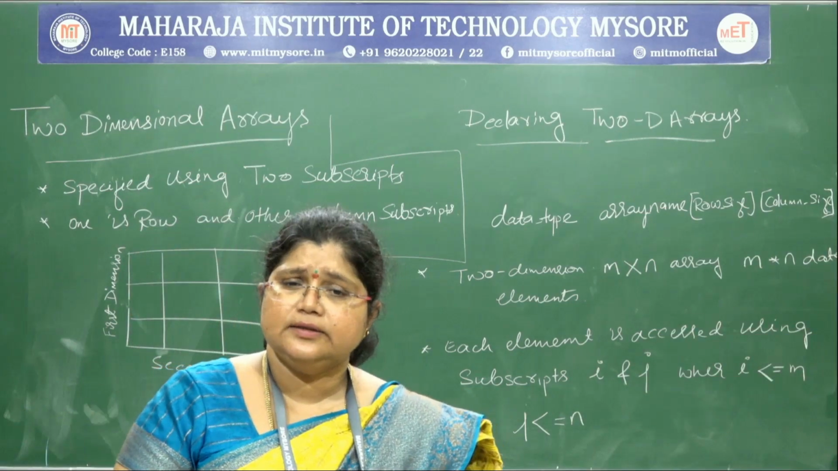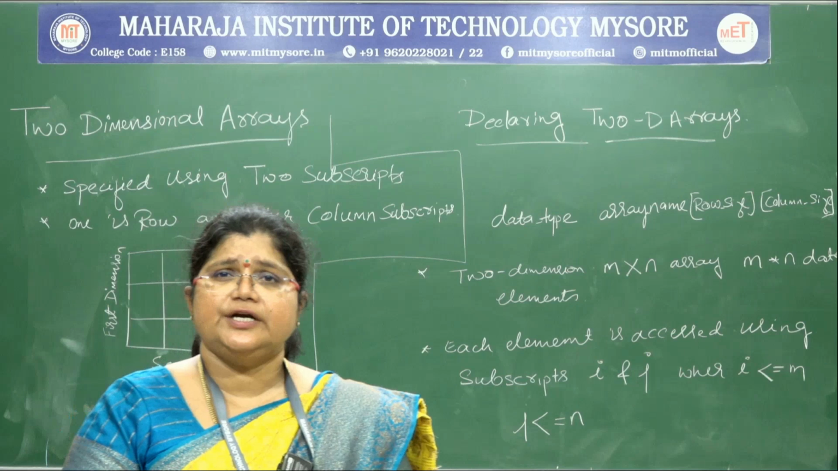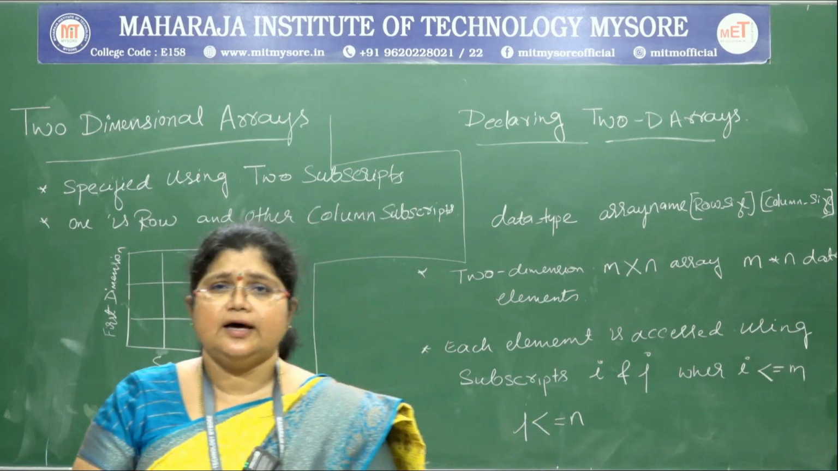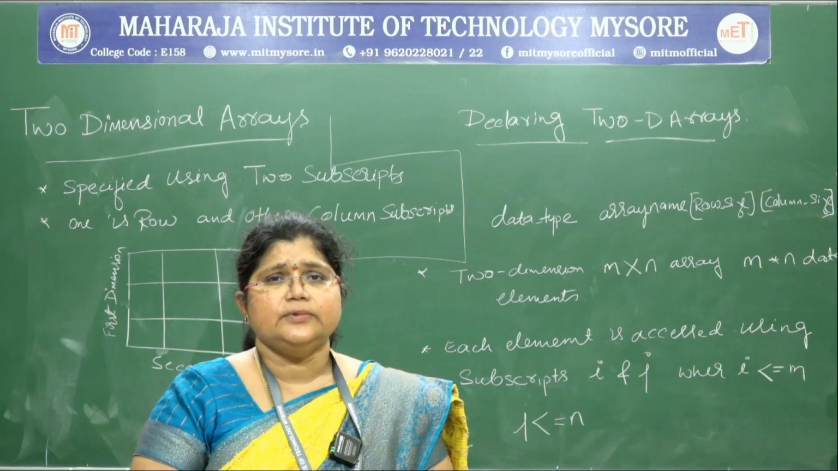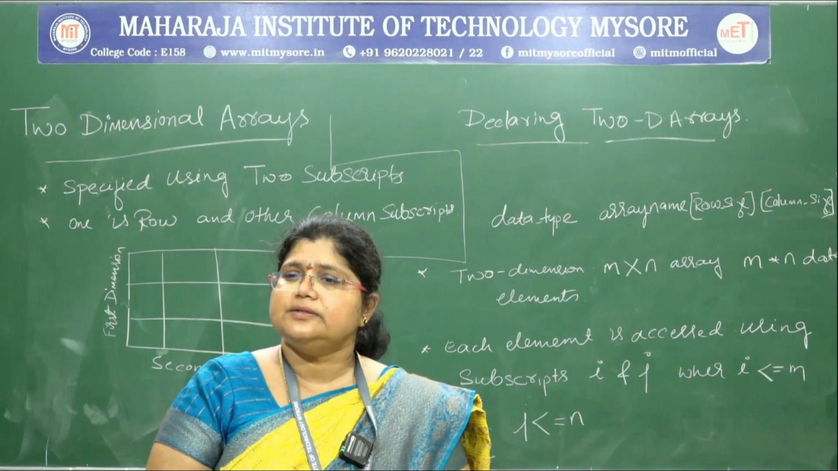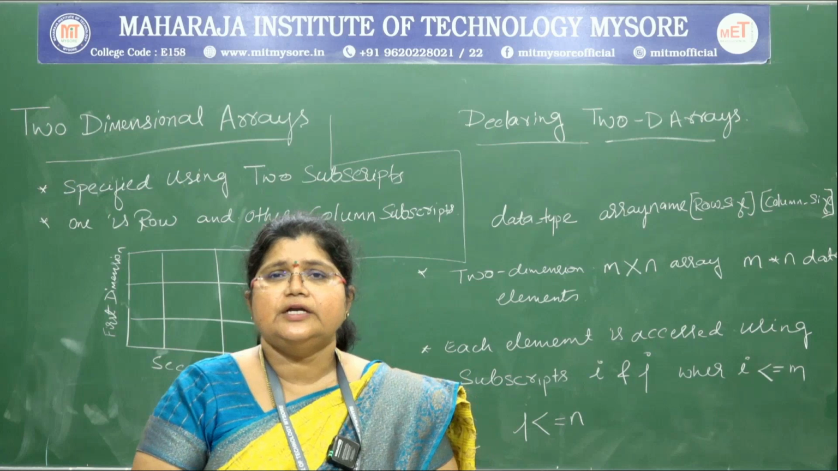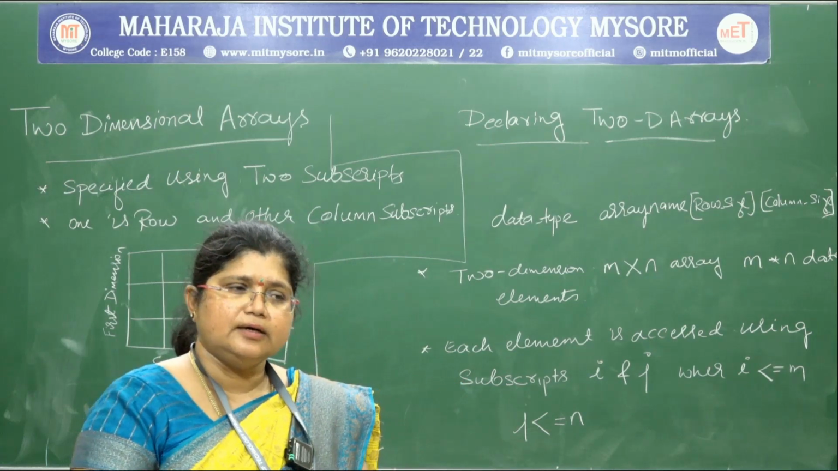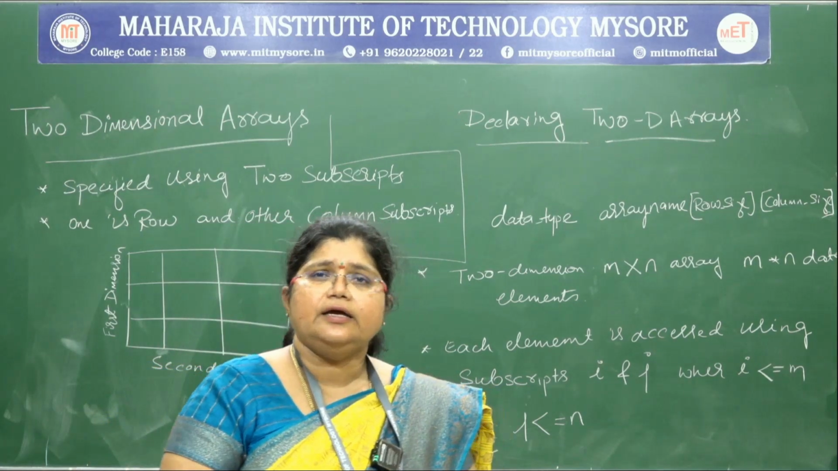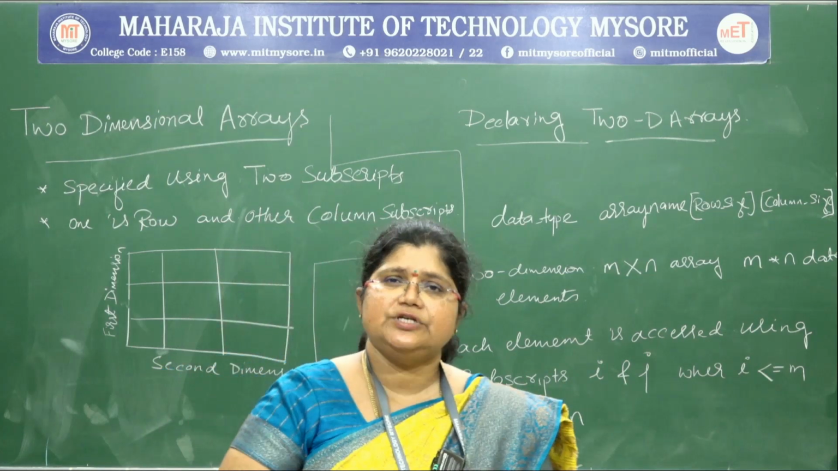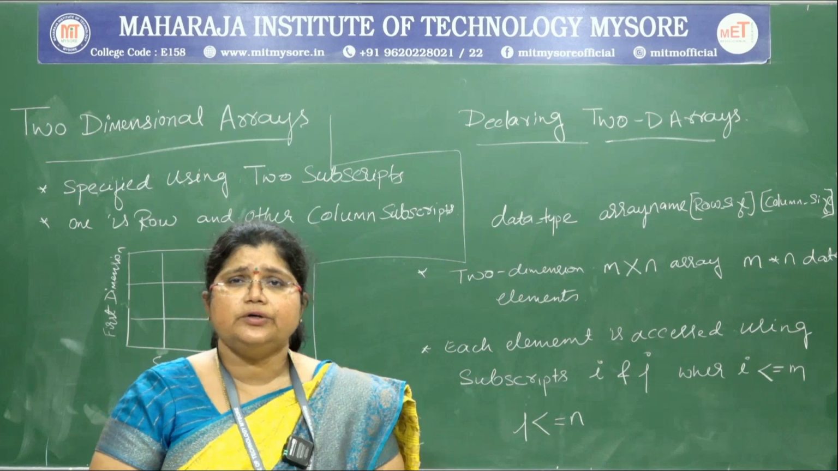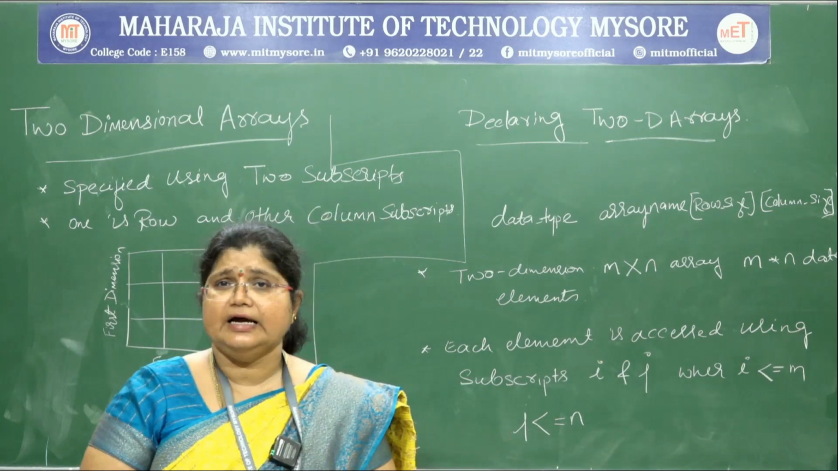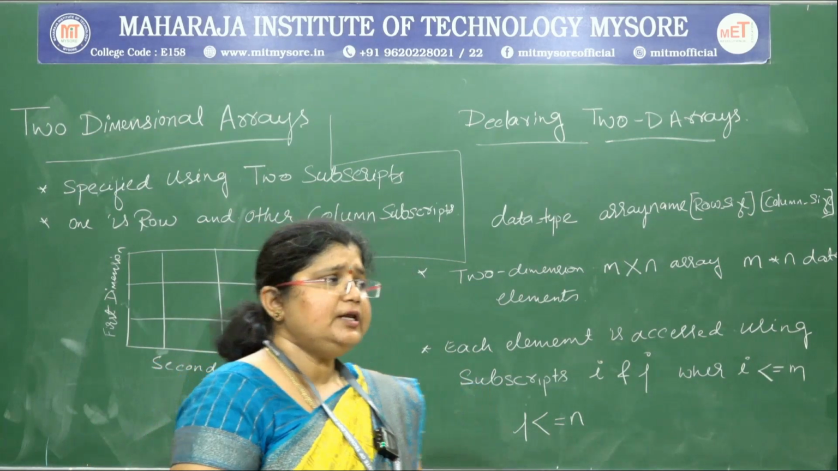I think in previous sessions you have studied about a one dimensional array. An array is a collection of similar data items having a similar data type. That is what we call an array. In previous sessions you have studied one dimensional arrays. Now, let us move on to the next concept in arrays, that is the two dimensional array.